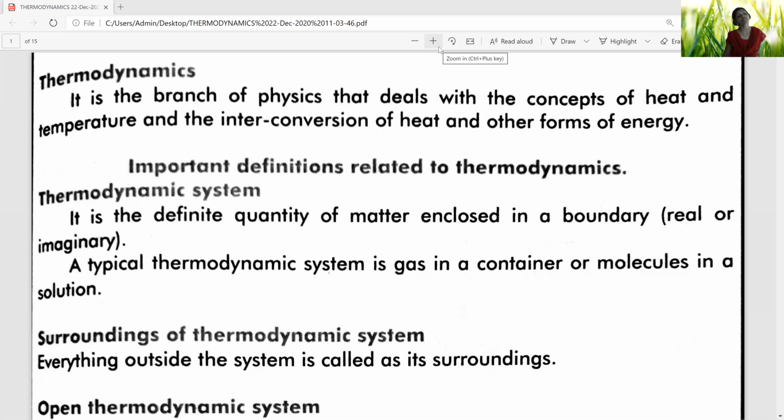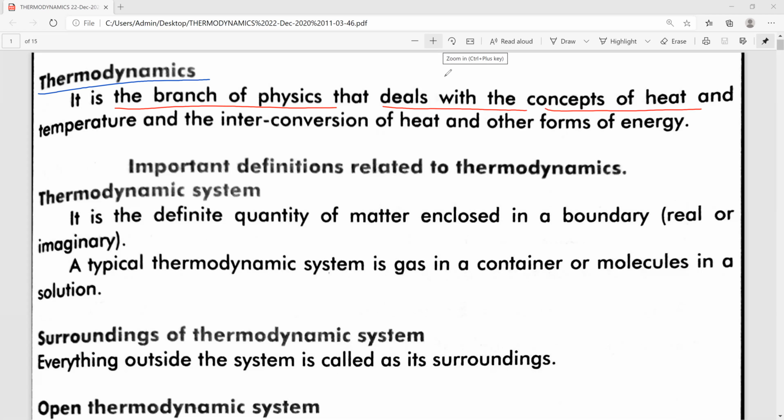Thermodynamics is one of the branches of physics. How do we define it? It deals with the concept of heat and temperature and the interconversion of heat and other forms of energy. Before entering into this, we shall know some of the important definitions related to thermodynamics.